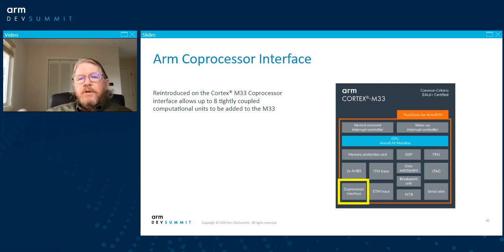ARM had these originally on the processor lines, the ARM7TDMI and the ARM9TDMI, prior to the Cortex line. With the Cortex line, these dropped away, so it's good to see them bringing the coprocessor interface back.